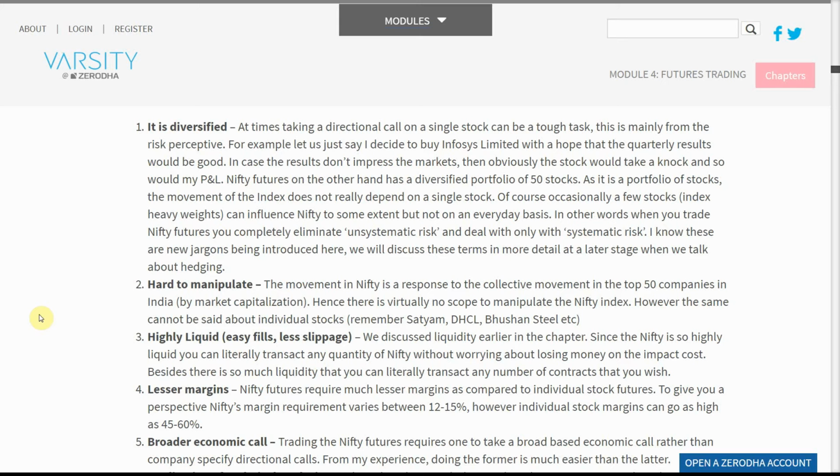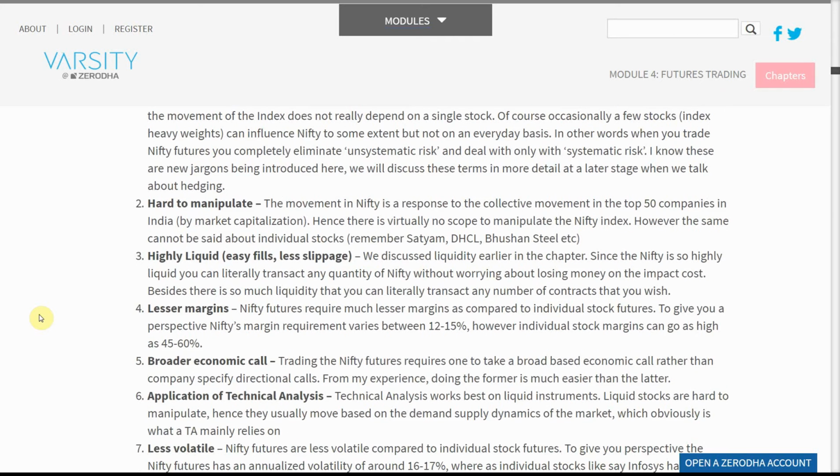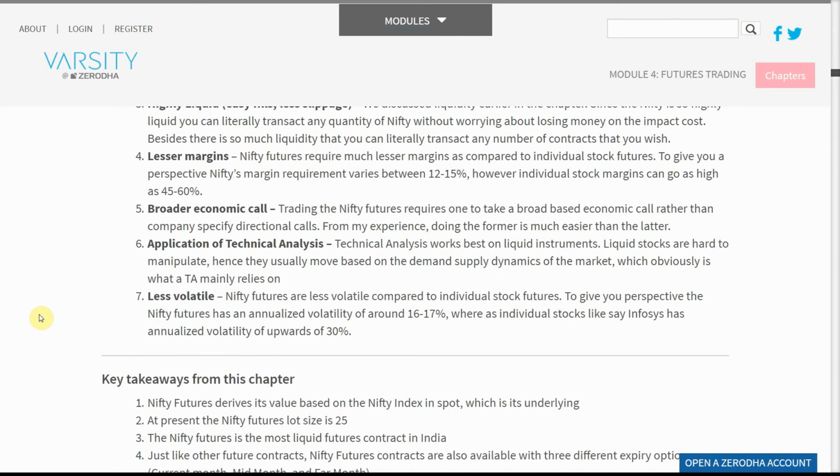Highly liquid, easy fills. Less slippage. We discussed liquidity earlier in the chapter. Since the Nifty is so highly liquid, you can literally transact any quantity of Nifty without worrying about losing money on the impact cost. Besides, there is so much liquidity that you can literally transact any number of contracts that you wish. Lesser margins. Nifty futures require much lesser margins as compared to individual stock futures.